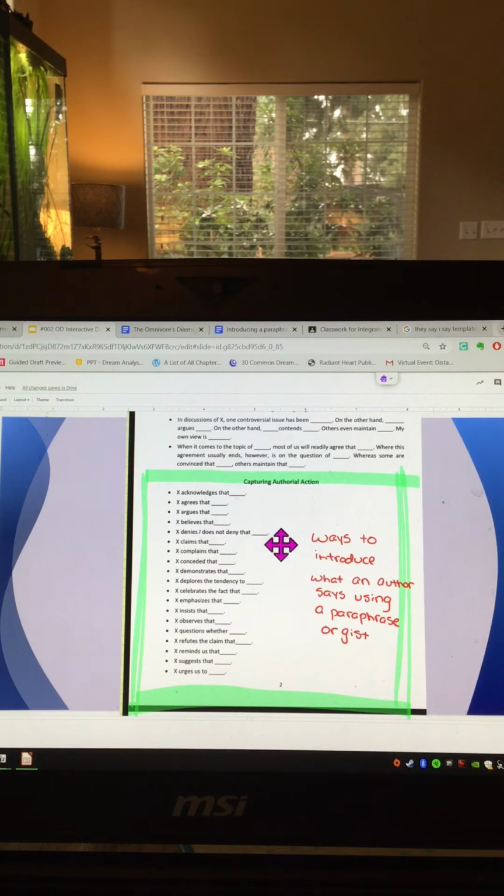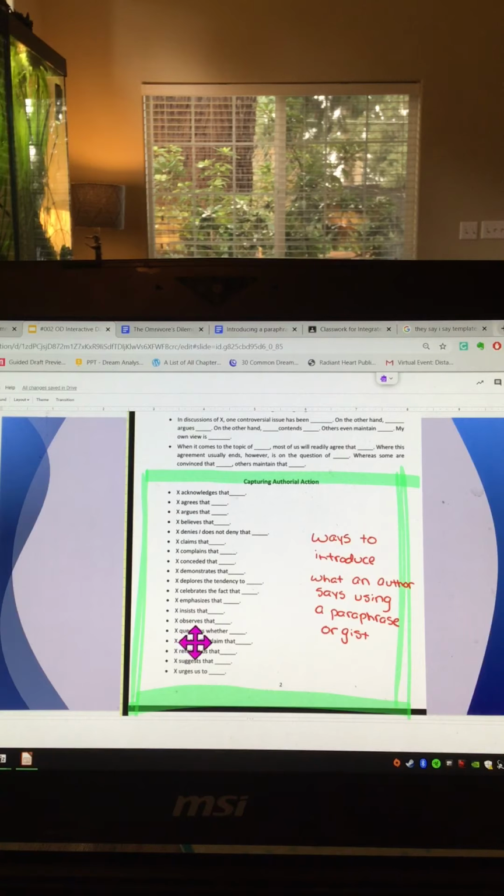Some of these are going to fit better than others. So Pollan complains that, that's probably not a really good fit in this case. Pollan observes that, that seems like that might be a good fit. Pollan celebrates the fact that, well, that's definitely not a good fit in this case. Pollan suggests that. So you see how each of these are starters of something that we might want to use in our writing. So we're going to go ahead and select one right now. So I'm scrolling down the list.